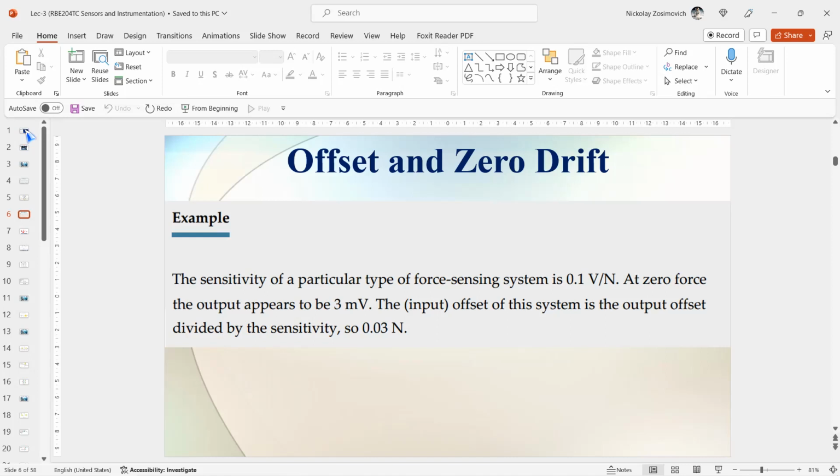Sometimes a system is deliberately designed with offset. Many industrial transducers have a current output ranging from 4 to 20 milliamperes. This facilitates the detection of cable fracture or a short circuit, producing a zero output clearly distinguishable from a zero measurement.